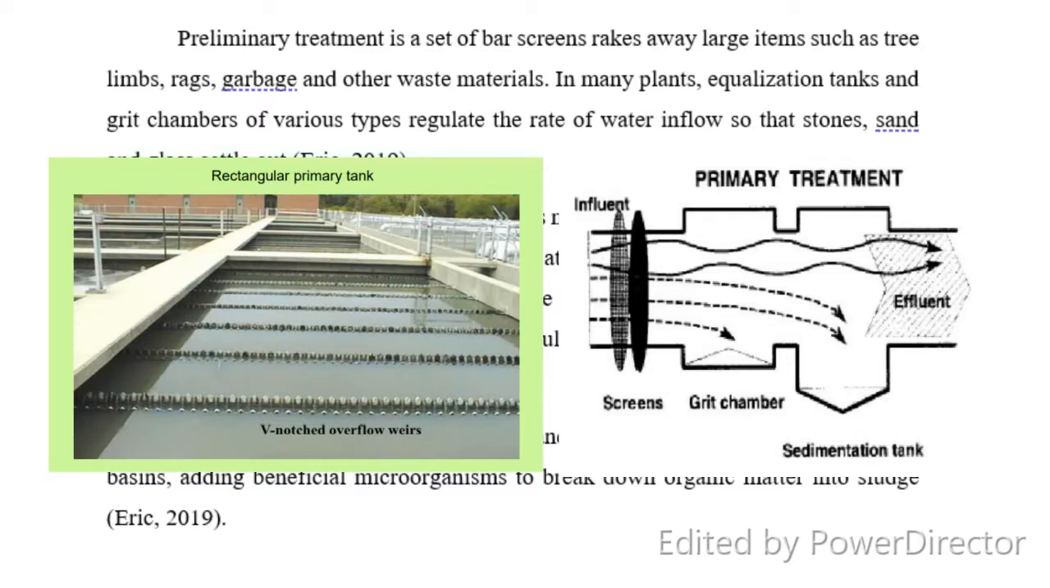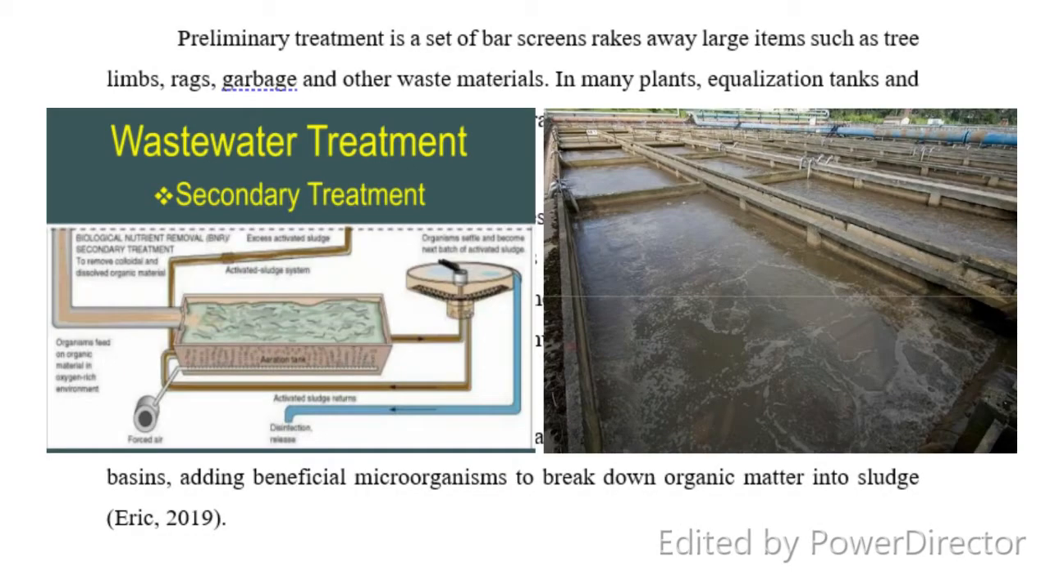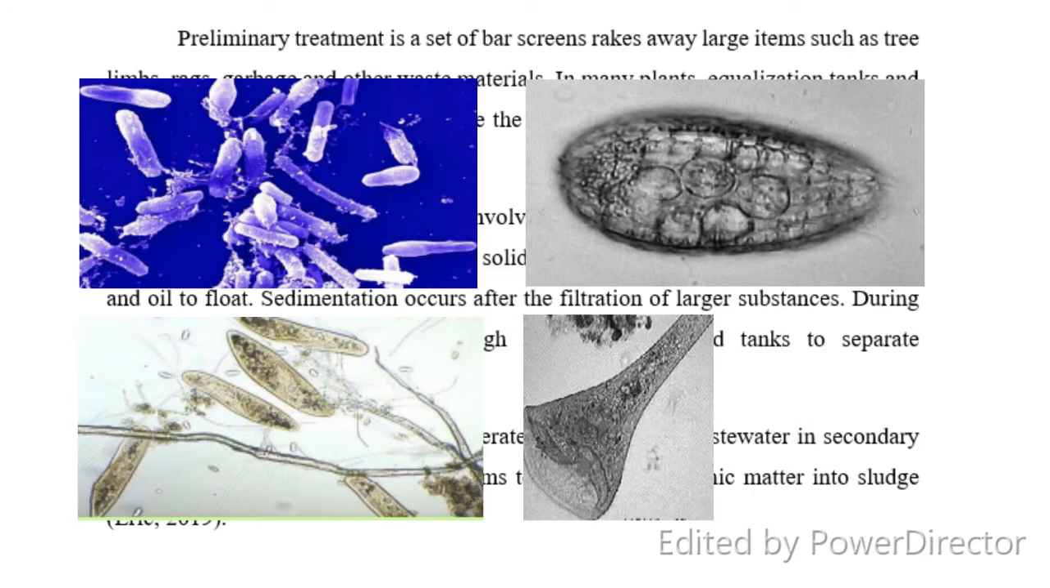Primary wastewater treatment involves momentarily holding the wastewater in a tank to allow the settlement of heavy solids at the bottom, and lighter solids, grease, and oil to float. Sedimentation occurs after the filtration of larger substances. Secondary treatment is where the plant aerates and agitates the wastewater in secondary basins, adding beneficial microorganisms to break down organic matter into sludge.